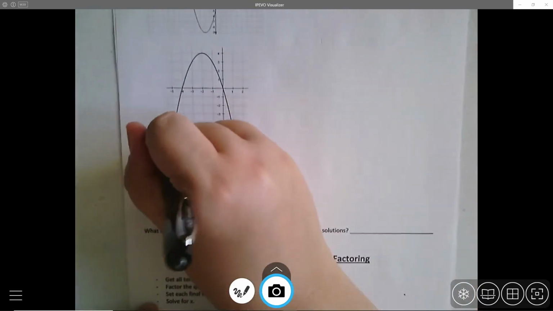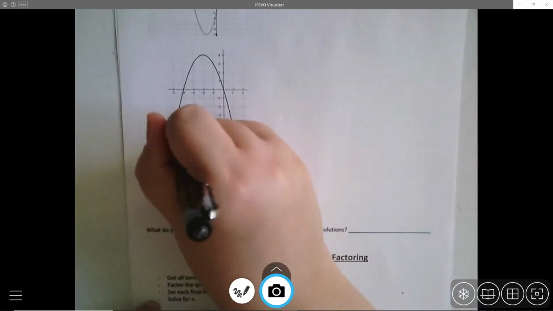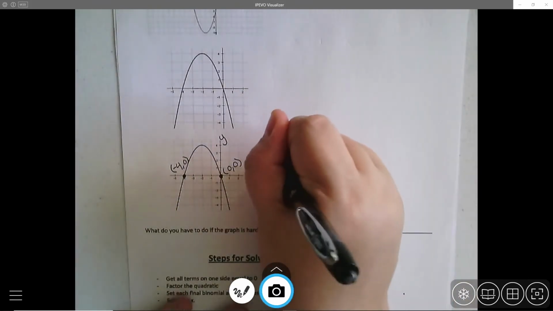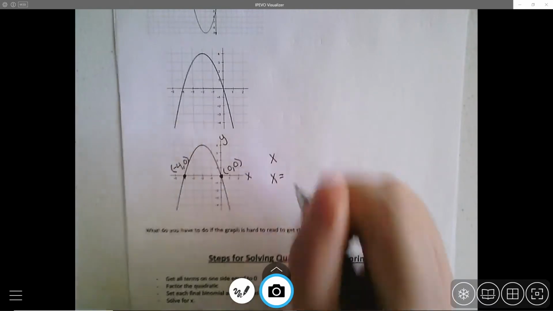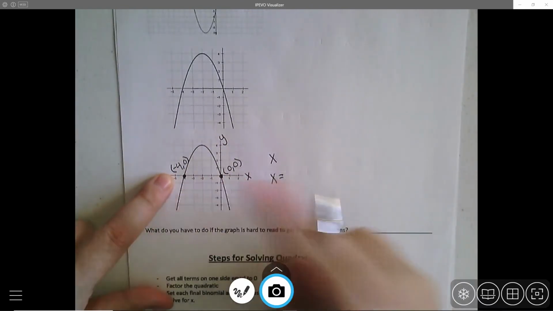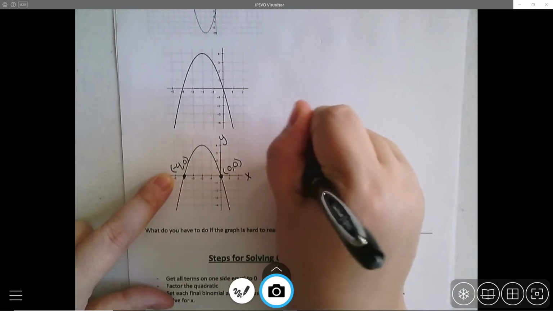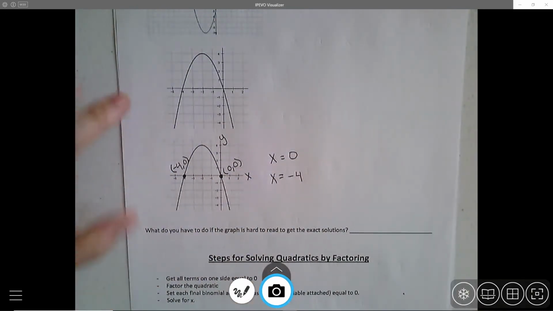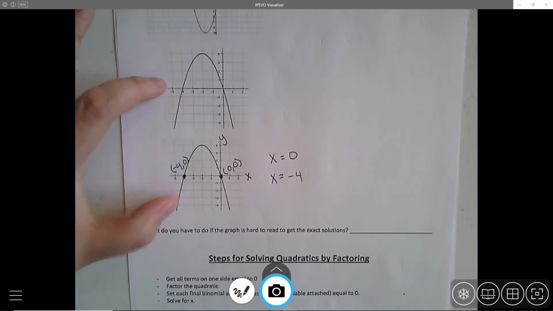This other point, if I write x comma y, is -4, 0. Your solutions are going to be x equals, x equals. They are the x values of the points that cross the x-axis. So x equals 0, x equals -4. I just left this one here so that if you needed to reference what I've marked, it's easier to tell.